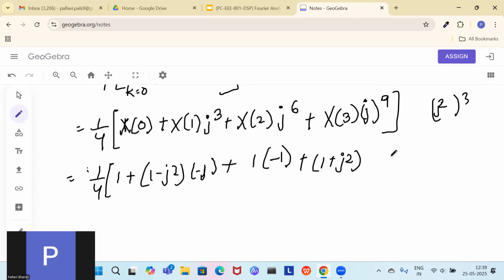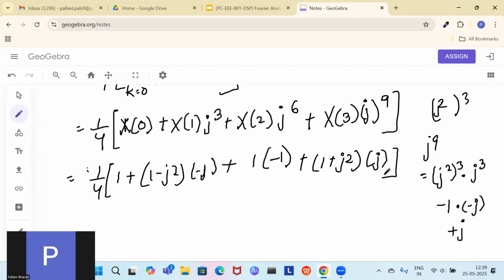So j to the power 9 is how much? Let us take it out. You can write this j to the power 9 as j square to the power 3 into j to the power 3. Why? This will become 6 plus 3, 9. So you know the value of this is minus 1, and you know the value of this is what? Minus j. So together this becomes plus j. So here it is plus j.